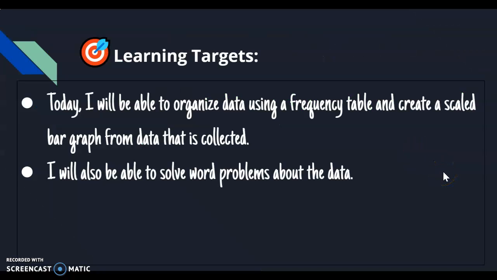Our learning targets. The first one, today I will be able to organize data using a frequency table and create a scale bar graph from data that is collected. I will also be able to solve word problems about that data.